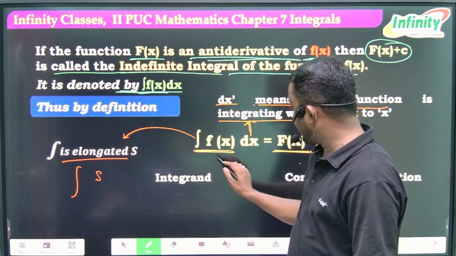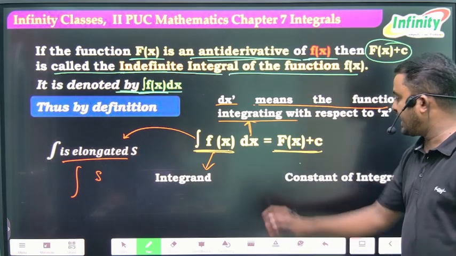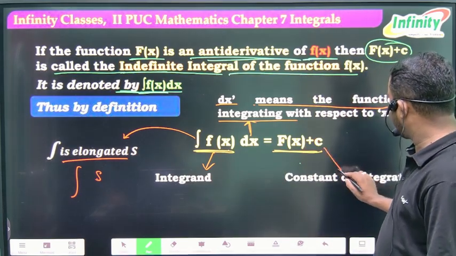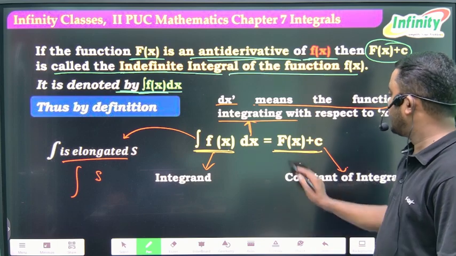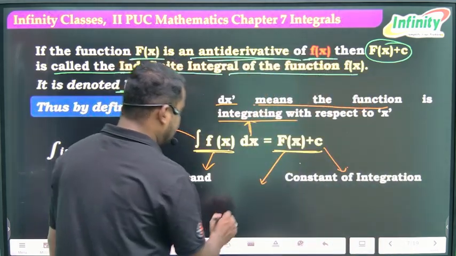And this f of x is the integrand, which is to be integrated. This c is the constant of integration, and this F of x is the integral.